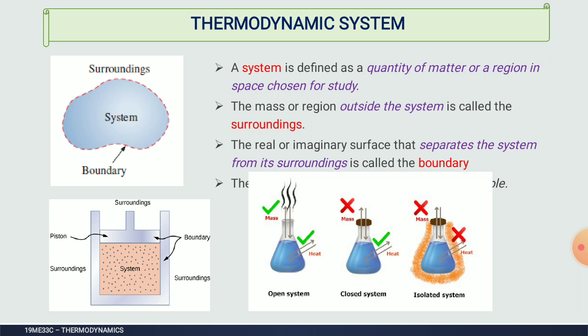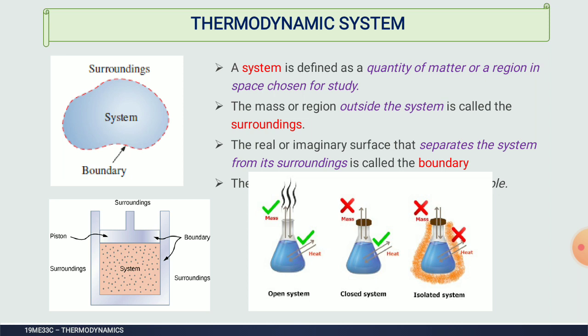Okay, the boundary may be fixed or movable. Most of the time the boundary is fixed, and in some cases the boundary is movable. For example, a syringe. In the syringe we have one cylinder and on the other side a piston. If you consider the space in between the cylinder and the piston as a system, then the boundary moves.